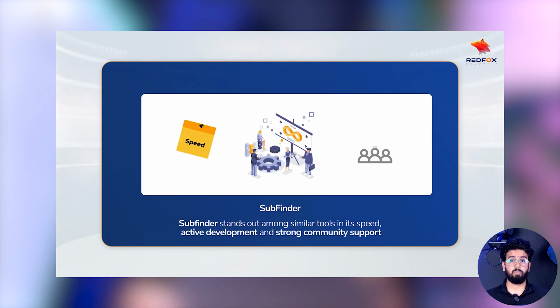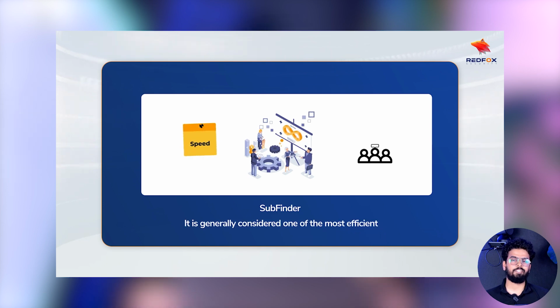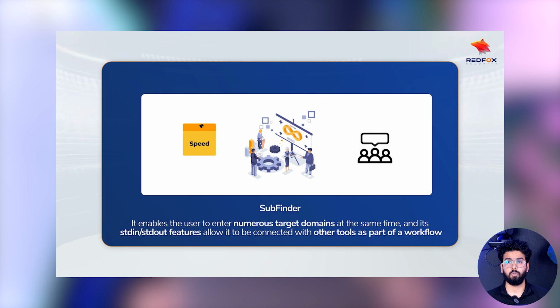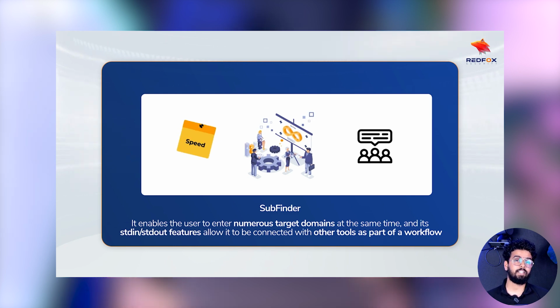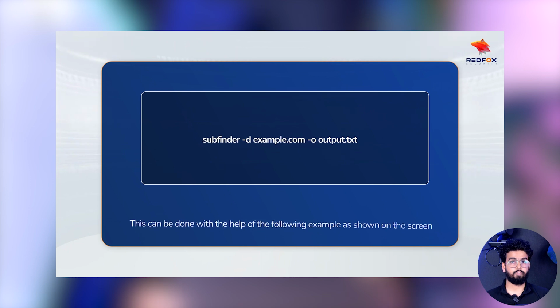Subfinder stands out among similar tools in its speed, active development, and strong community support. It is generally considered as one of the most efficient. It enables the user to enter numerous target domains at the same time, and its stdin and stdout features allow it to be connected with other tools as part of the workflow. This can be done with the help of the following example as shown on the screen.